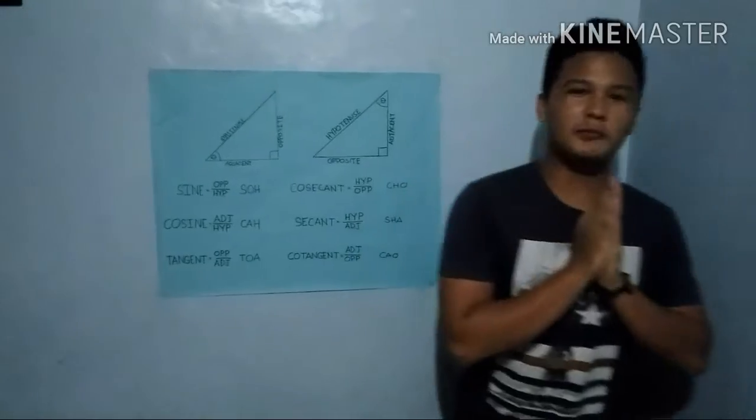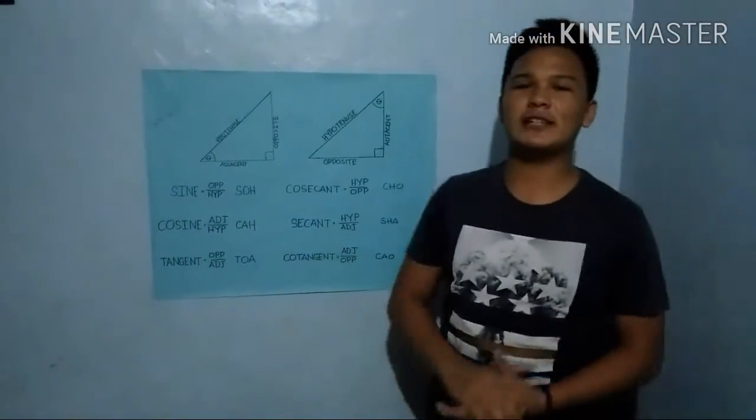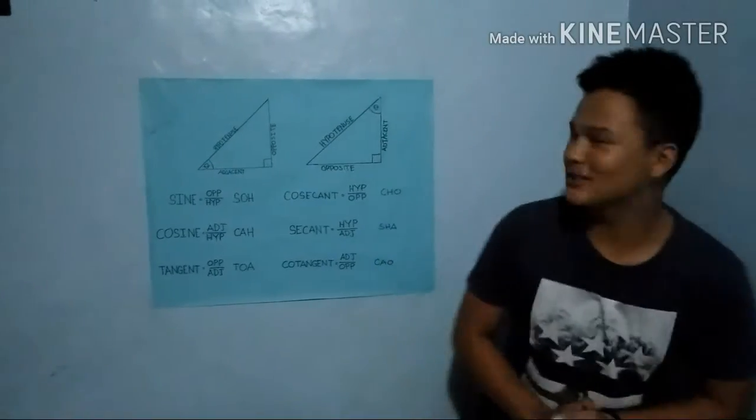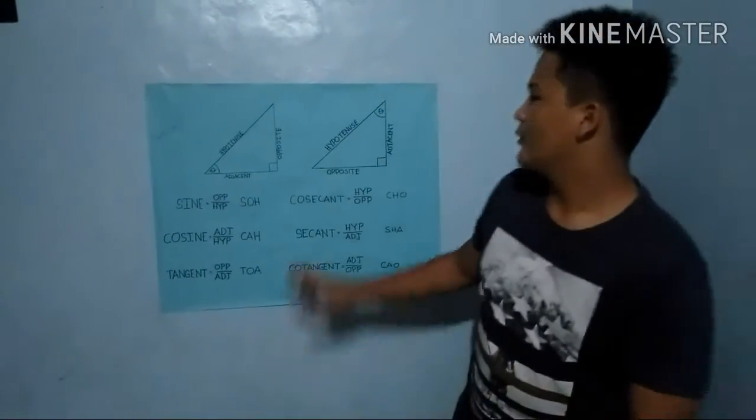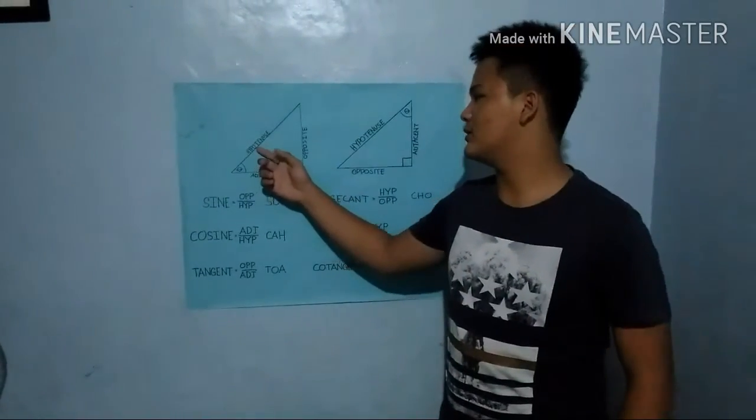Today I'm gonna teach you the 6 trigonometric ratios. But first, let us identify the parts of a right triangle. We all know that a right triangle has 2 legs and 1 hypotenuse.